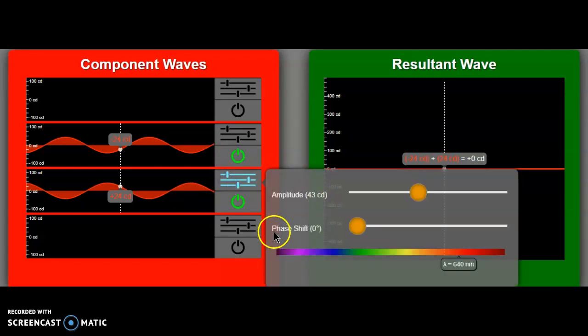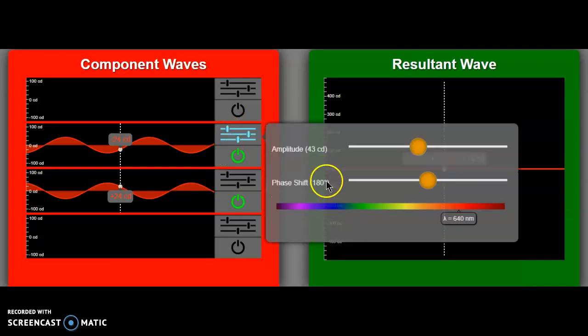Look, phase shift. Look at this. Phase equal here 0. And for the other one, phase shift equal 180. So there is a difference between both of 180 degrees, from here to here, 180 degrees. So the phase difference is 180 degrees, we have a destructive interference.